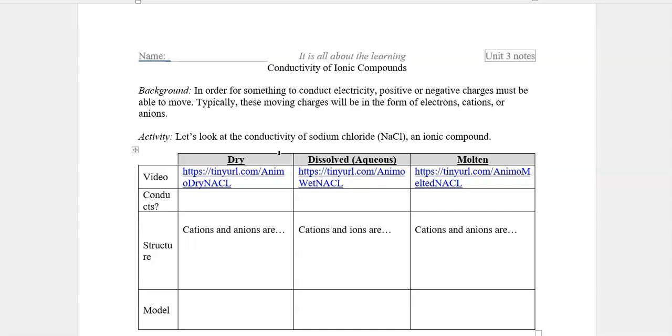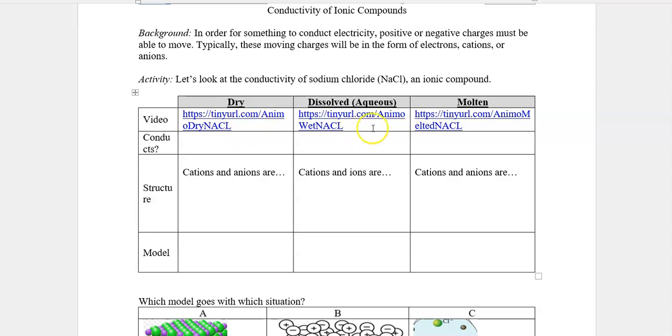So let's look at the conductivity of sodium chloride, an ionic compound. So I have 3 videos for you. One where the sodium chloride is dry, one where the sodium chloride is dissolved, and one where the sodium chloride is molten, which is actually melted.